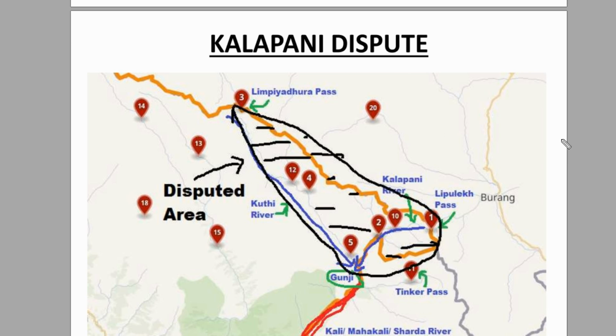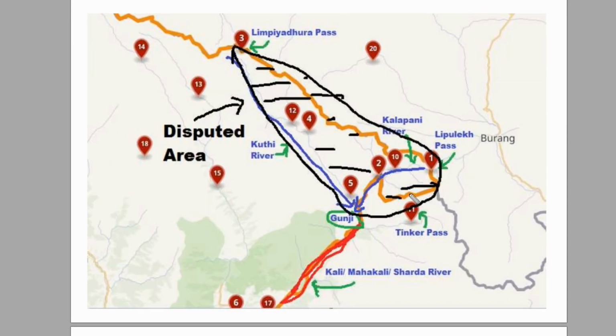Now come to this map for understanding the topic fully. This area has been expanded. This triangular area is the Kalapani area. For understanding the Kalapani dispute, first we need to look at what Kalapani is. Can you see this river? This is the Kali, Mahakali or Sharda river, or you can simply say Kali river. This Kali river originates from Kalapani. Here you can see, here it is coming, the blue one.